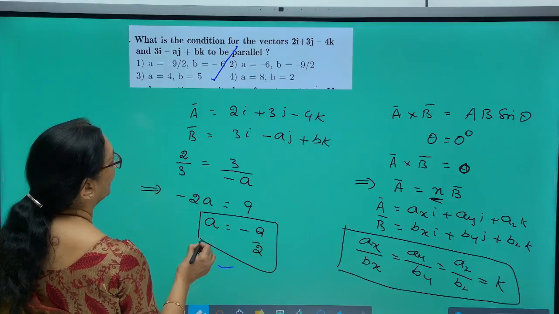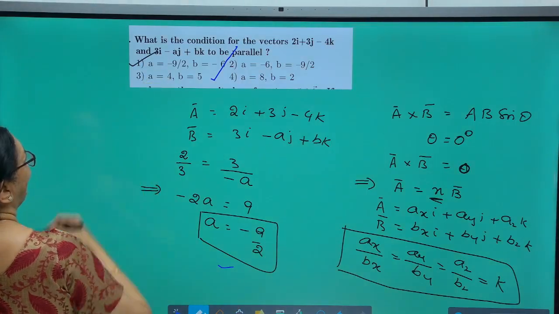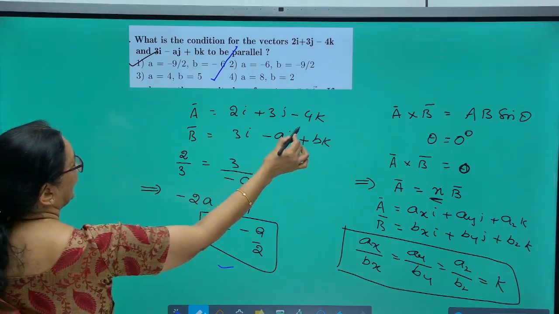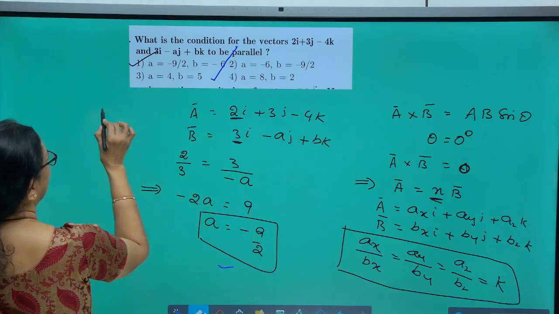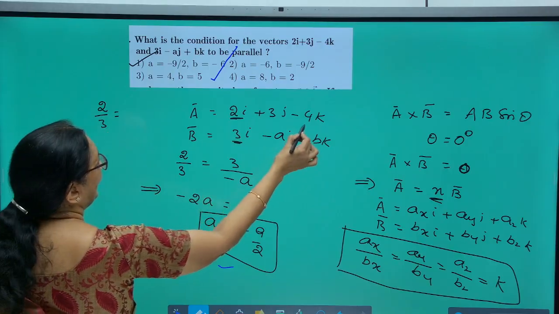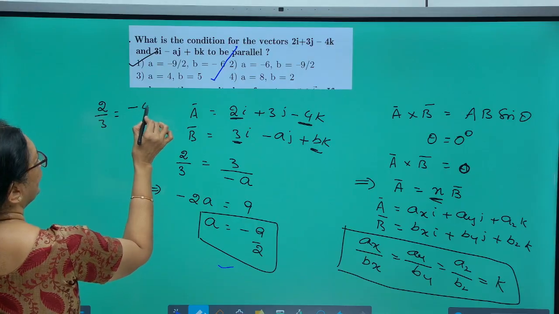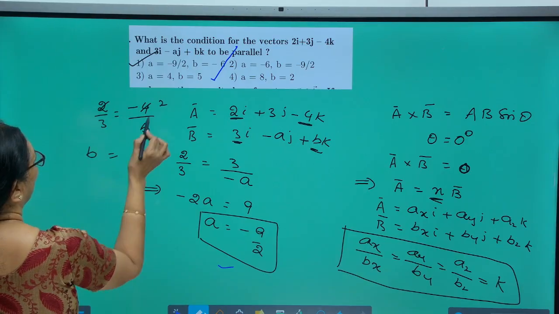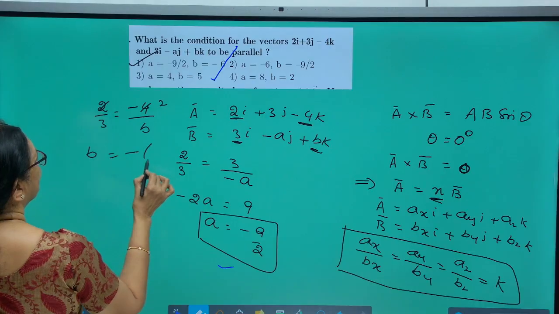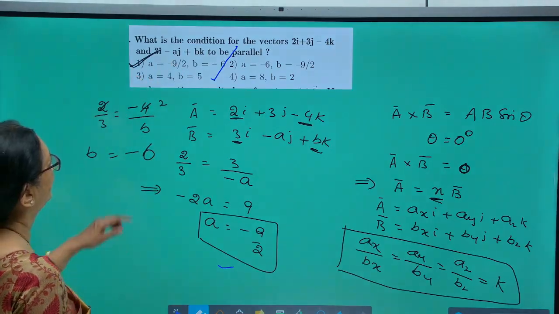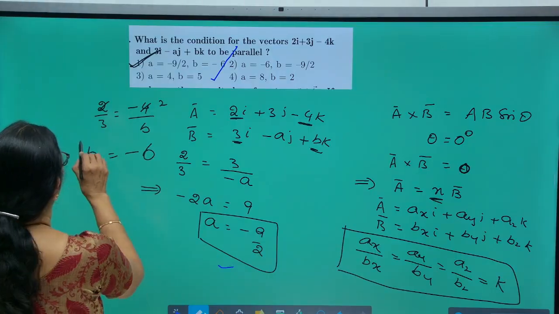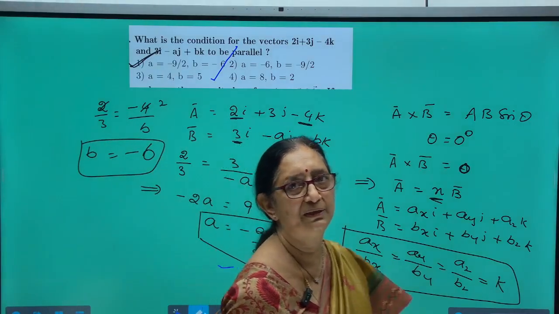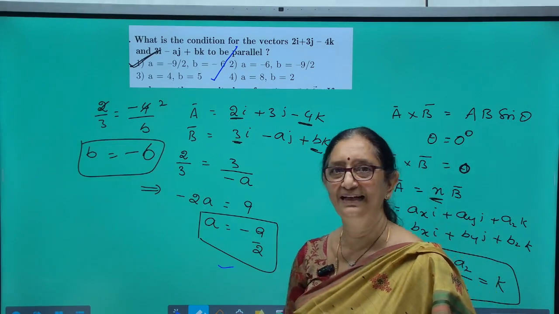That is the value of a. So, this is the right option. Let us check with B also. Look here, AX by BX is 2 by 3. AZ by BZ is minus 4 by B. So, this gets cancelled 2 times. B is equal to minus 2 into 3, that is minus 6. So, the first option, A is equal to minus 9 by 2 and B is equal to minus 6 is the correct answer if those two vectors are parallel vectors.